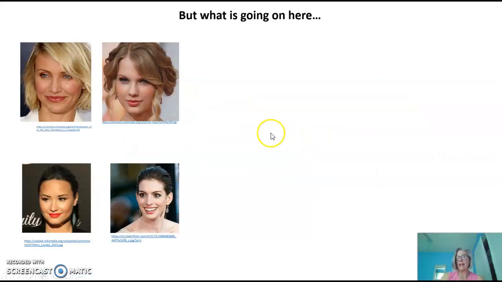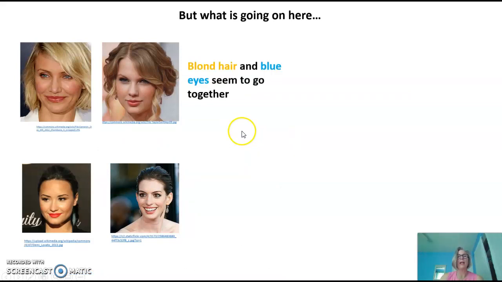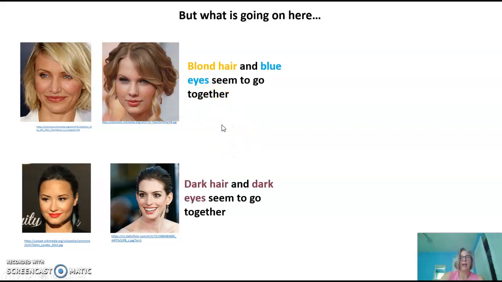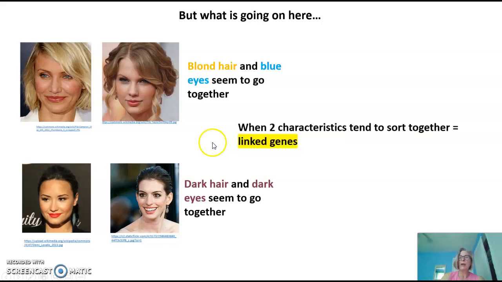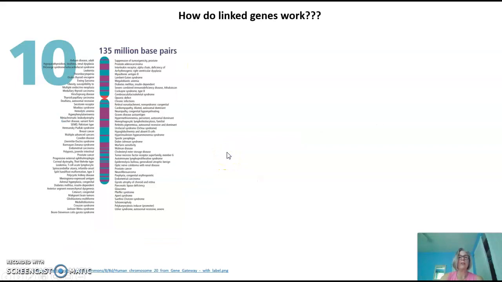But what do we see in the real world? What's going on here? It looks to me like blonde hair and blue eyes seem to go together. Most of the people I know with blonde hair also have blue eyes. Dark hair and dark eyes seem to go together. Again, most of the people I know with dark hair also have dark eyes. When we have two characteristics that tend to sort together, we refer to these as linked genes. So how do linked genes work?